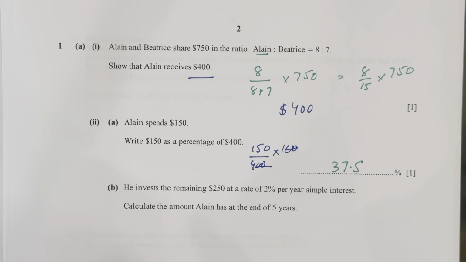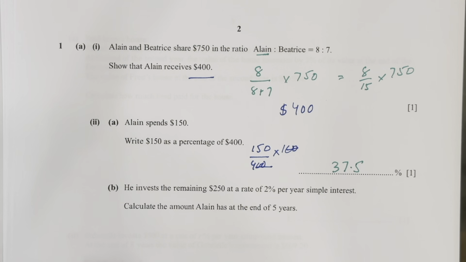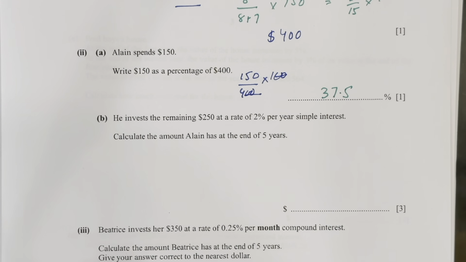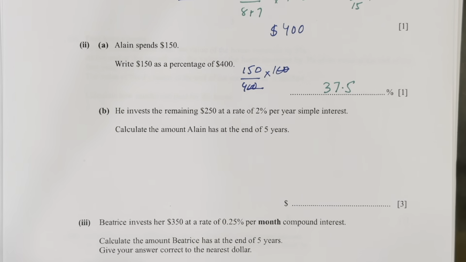Moving to the B part. He invests the remaining 250 at a rate of 2% per year simple interest. Calculate the amount Alan has at the end of 5 years.